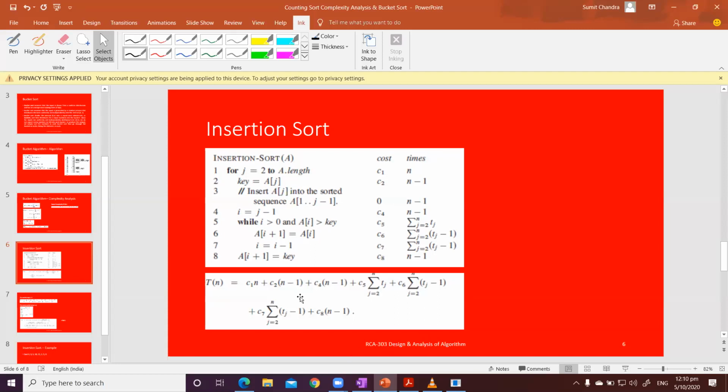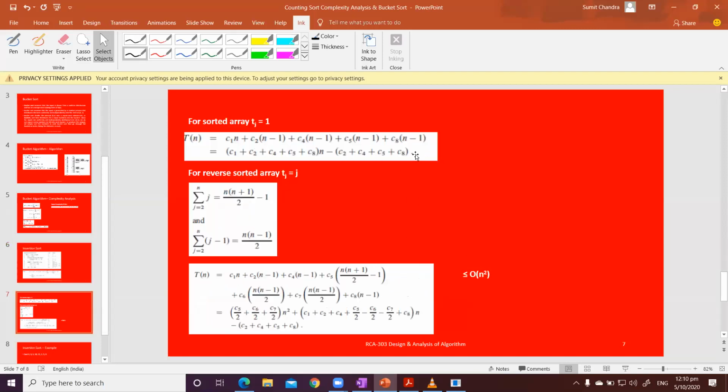Now if the array is already sorted, the value of tj is equal to 1. So we'll get this equation, and complexity is order of n. If the array is sorted in reverse order, the value of tj is equal to j. So the value of this equation will be n into n plus 1 minus 1, and the value of this equation will be this. By substituting these two values, you will get order of n square.